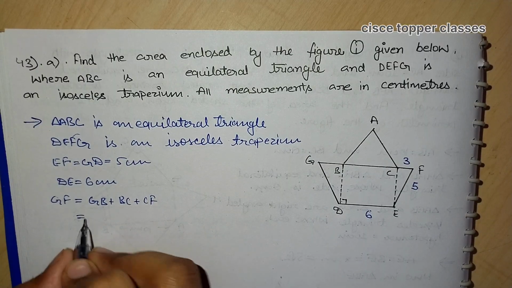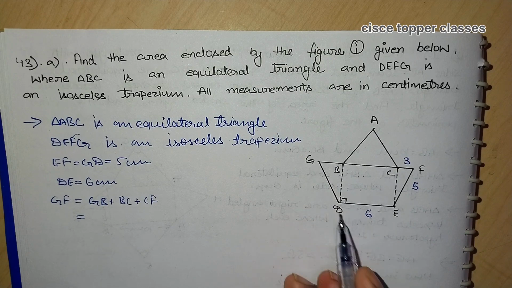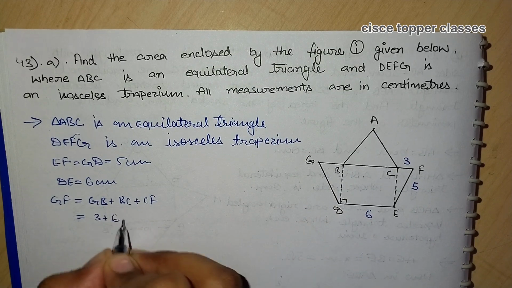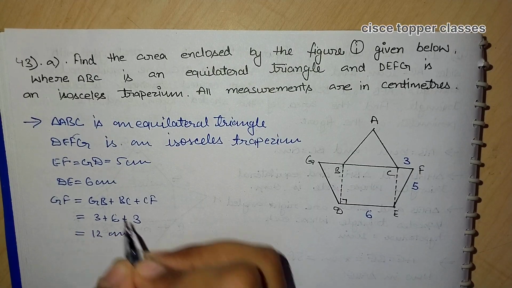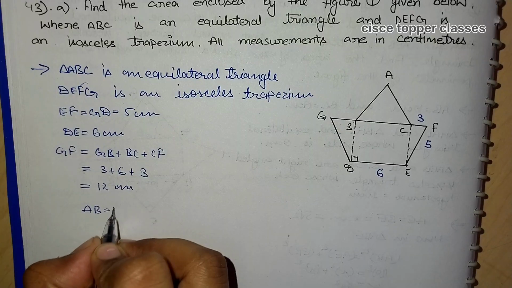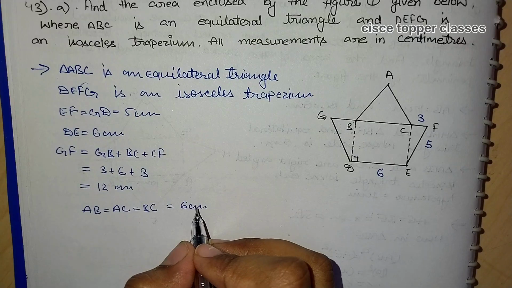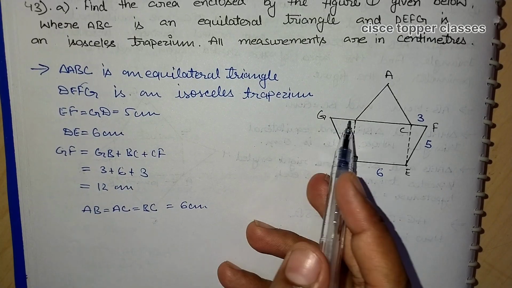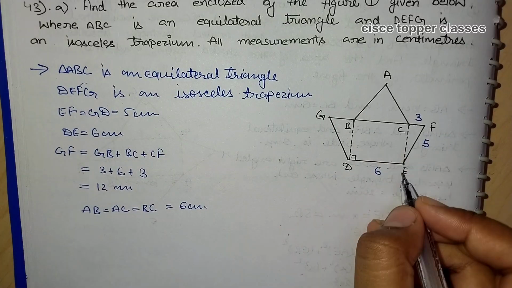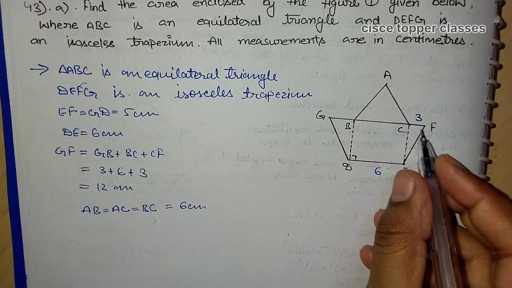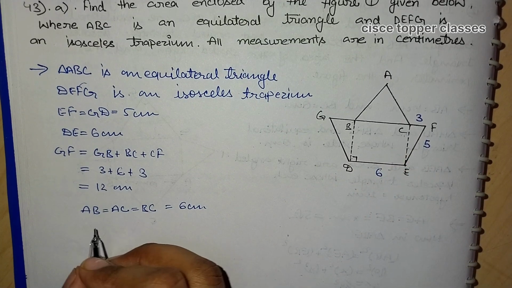Here we can write GB as 3 because these two will be equal if we draw perpendicular from B to D. So this will be 3 plus 6 plus 3. So here we can write 12 centimeter. Now AB is equal to AC is equal to BC, which is equal to 6 centimeter here, because this is an equilateral triangle. If BC is equal to 6, it means all sides are equal. Now if we draw perpendicular, we can find the value of CE. Because here CF is given to us and FE is given to us. If we find CE, we will get the value of BD also.